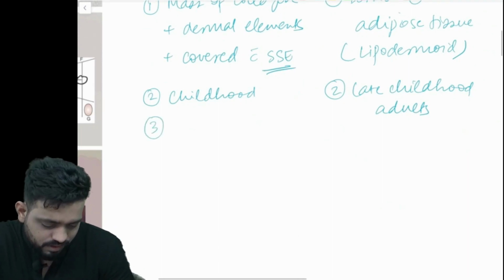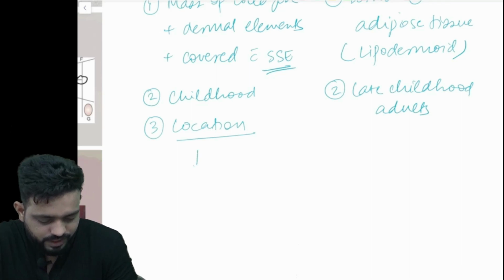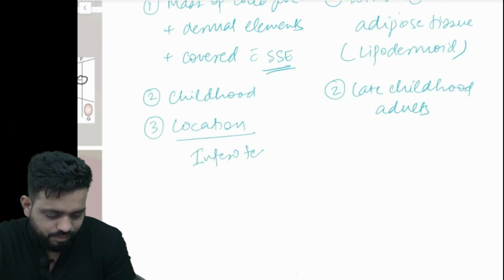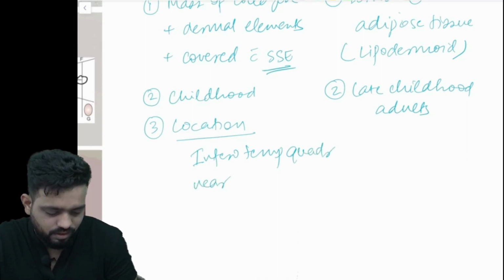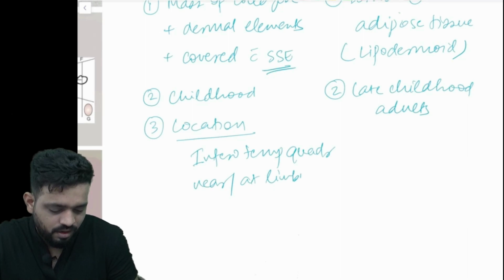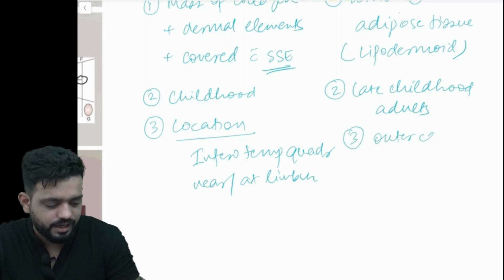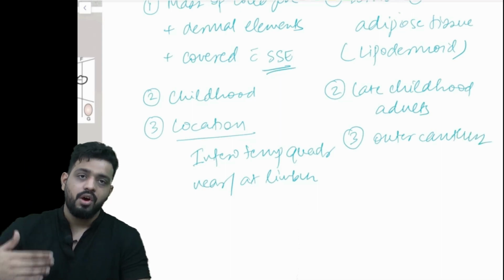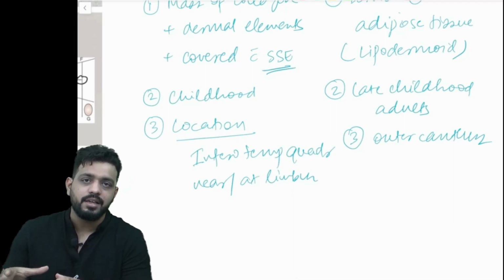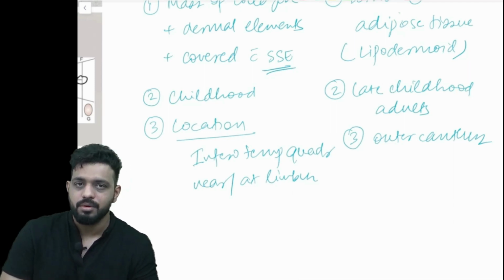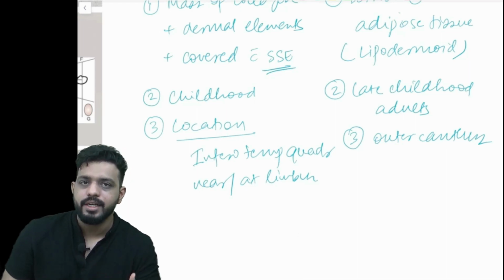Number 3 is the location. Dermoid is most common at the inferotemporal quadrant of the eye near or at the limbus, while dermolipoma is more common at the outer canthus. Also, when I show you the image, it will be very clear that dermolipoma is very classically different as compared to dermoid. Henceforth, when you think of dermoid in the eye, make a habit to call it limbal dermoid.